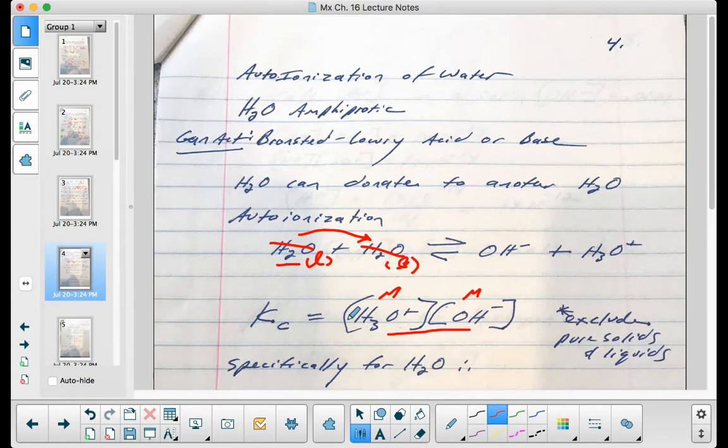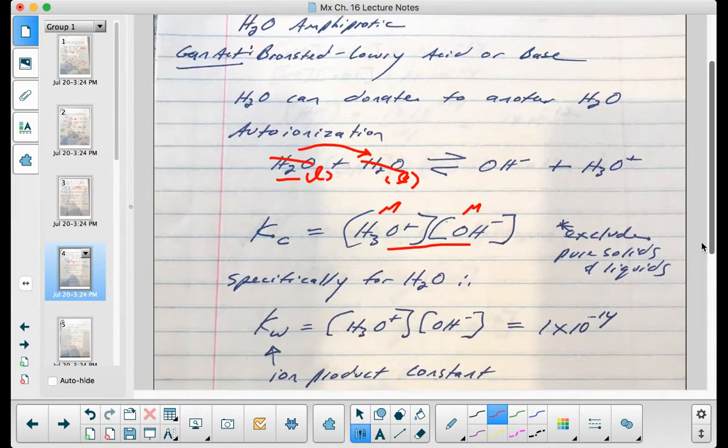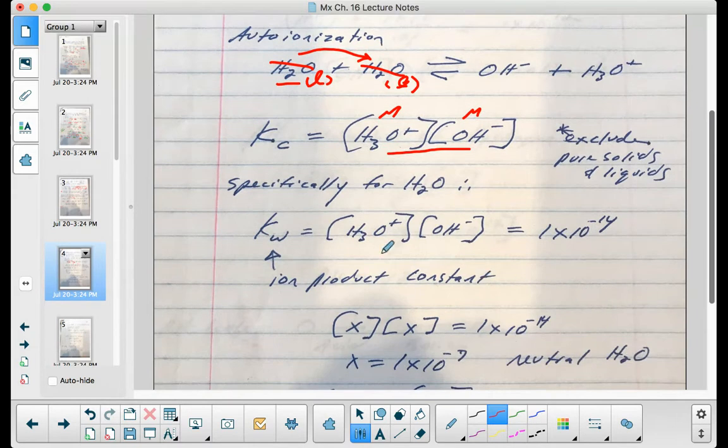So this is the K expression for the auto-ionization of water, and it becomes very important when you're talking about finding a pH. Since it's water, there's going to be a value that's constant for this ionization of water. And that constant, just like we had K constants in chapter 15, we have a constant for the water dissociation. It's called the water dissociation constant. And so the hydronium ion times the hydroxide ion is always equal to this value, 1 times 10 to the negative 14.